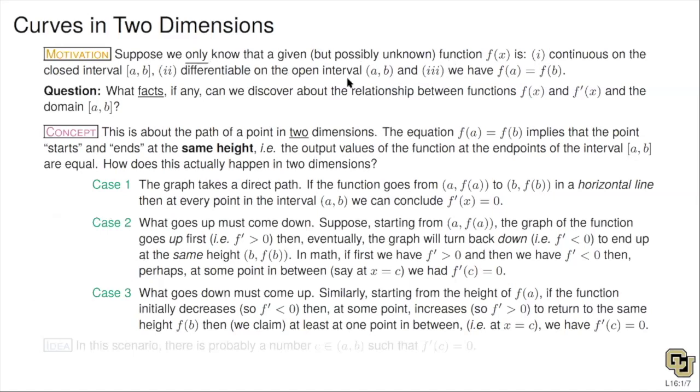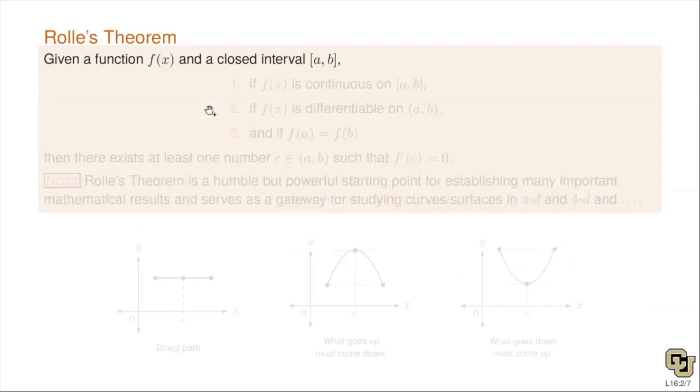So anyway, this little thought experiment, which is totally not rigorous, analyzes the behavior, the path of a curve in 2 dimensions. In this scenario, we conclude that there's probably a number in between a and b such that the derivative is 0, i.e. the plane has to level off at some point. If it's going directly, then it's always level. If it goes up and then comes down, it has to level off. If it goes down and comes up, it has to level off. So this is called Rolle's theorem.